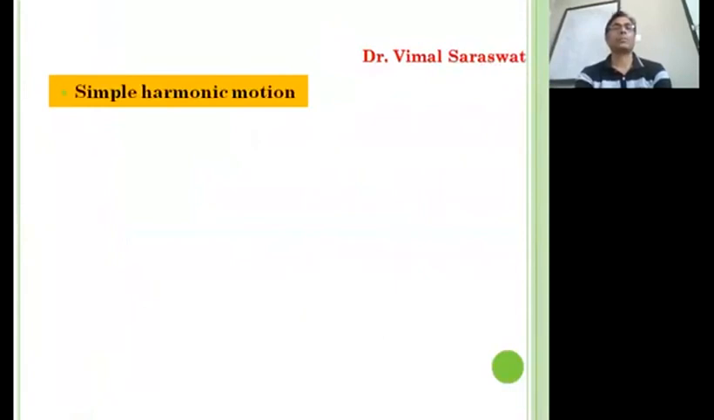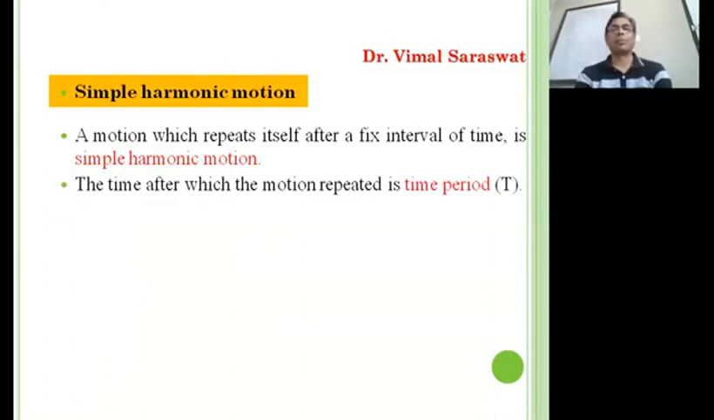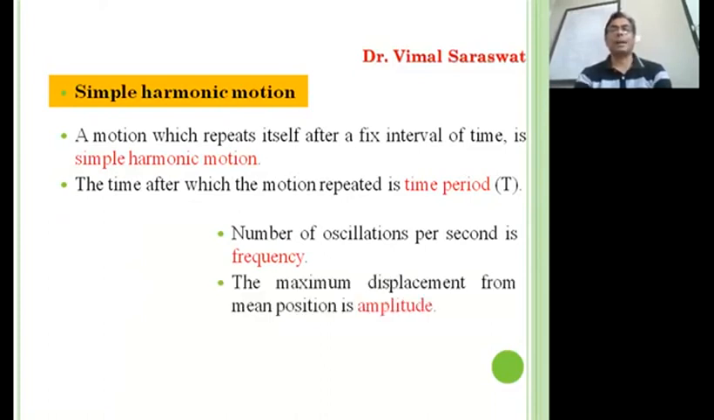Simple harmonic motion. A motion which repeats itself after a fixed interval of time is known as simple harmonic motion. It means there is a fixed time after which it repeats its position. The time after which the motion is repeated is known as the time period and it is represented by capital T. The number of oscillations per second performed by the particle is known as its frequency, and the maximum displacement from the mean position is its amplitude.